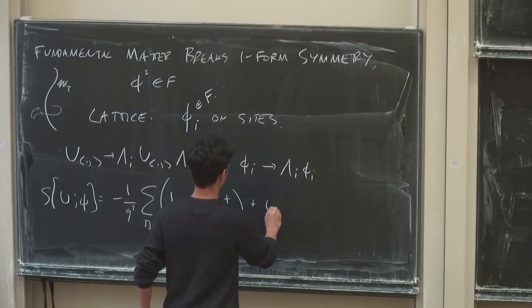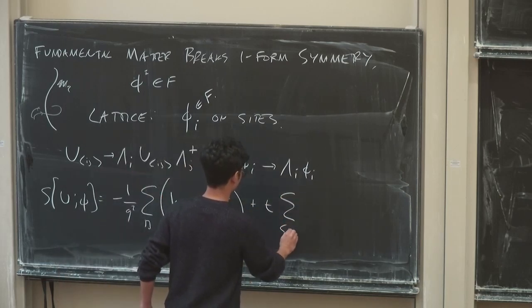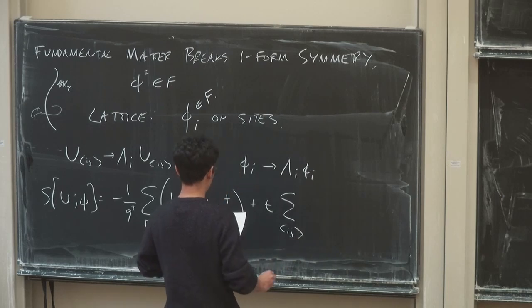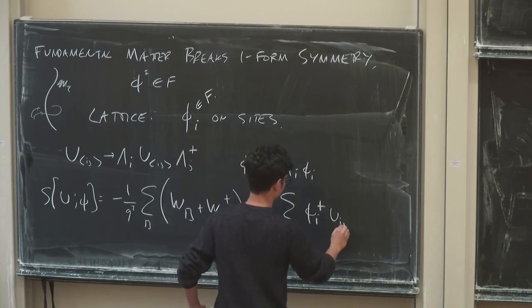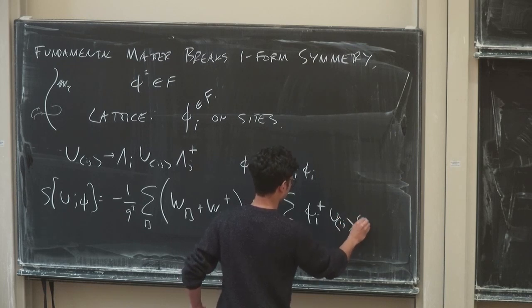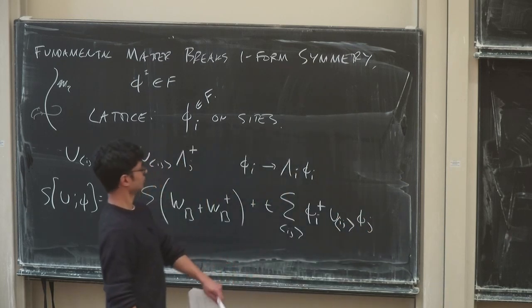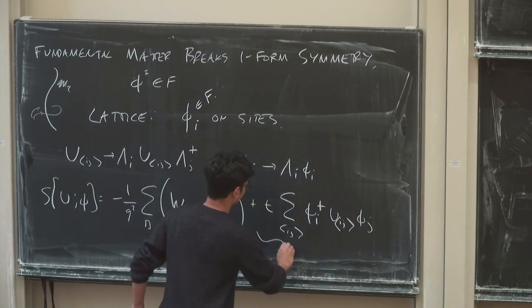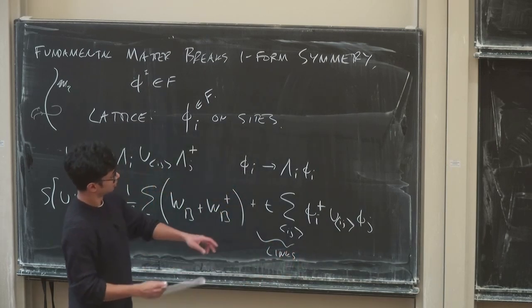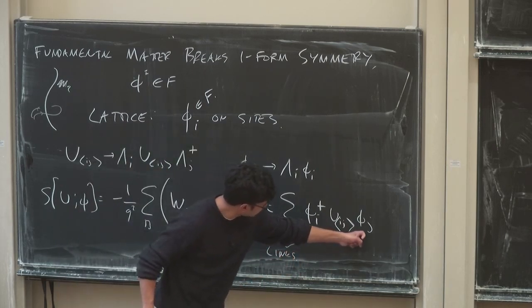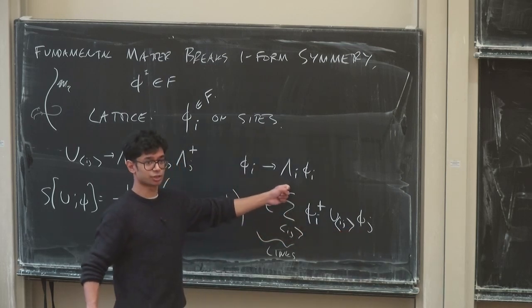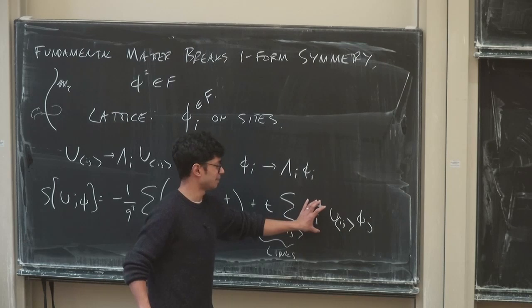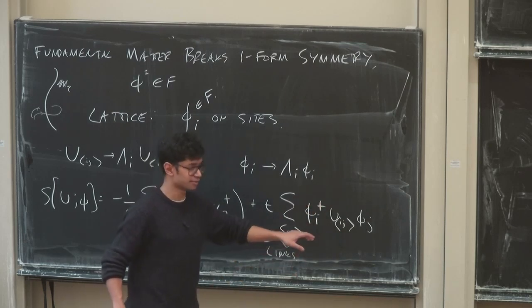And then there's a new term, which is now valued on the links, and it looks like this. Okay? So this term is valued on the links. So what's happening here, phi j U phi I dagger is gauge invariant by this construction. I get a lambda I dagger, lambda I dagger. So this is a gauge invariant term.